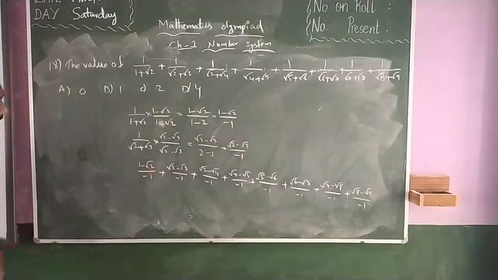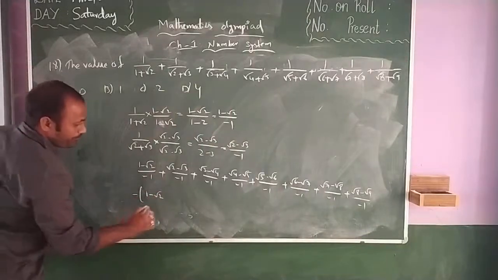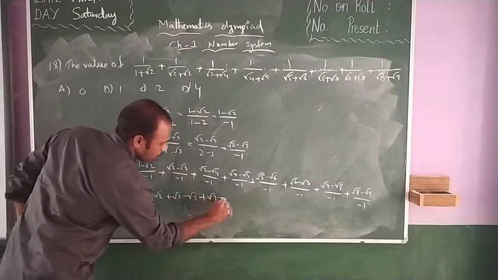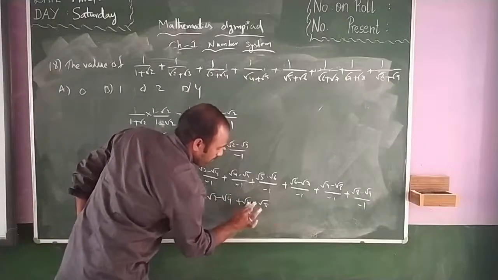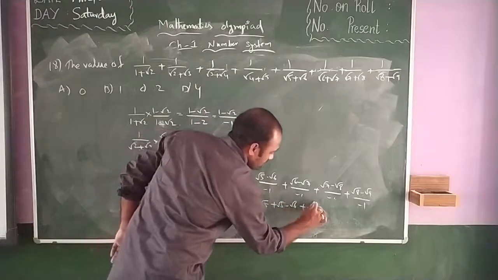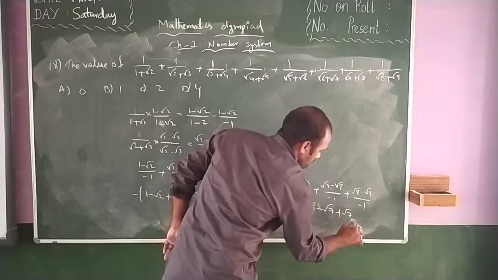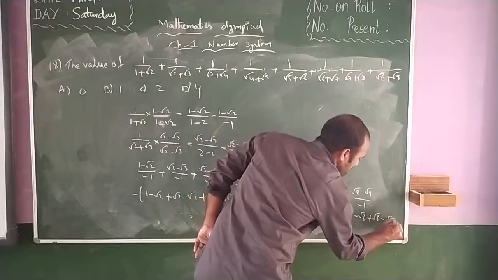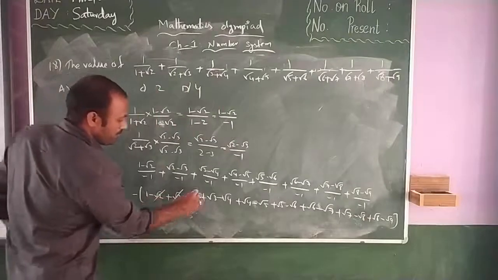So in this, I can take minus common. So it will be left as 1 minus root 2 plus root 2 minus root 3 plus root 3 minus root 4 plus root 4 minus root 5 plus root 5 minus root 6 plus root 7 minus root 7 plus root minus root 8 plus root 8 minus root 9. So now the plus and minus roots get cancelled.